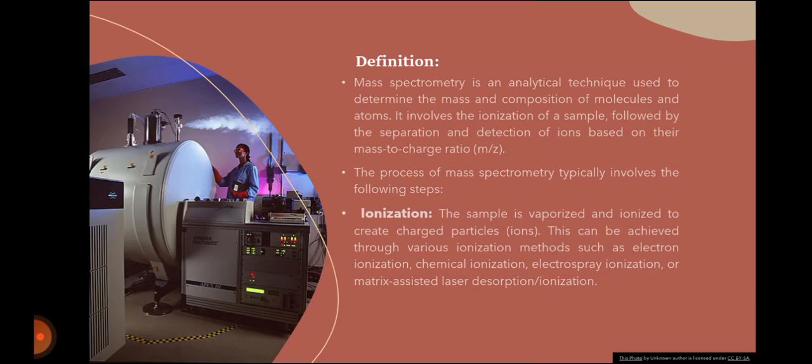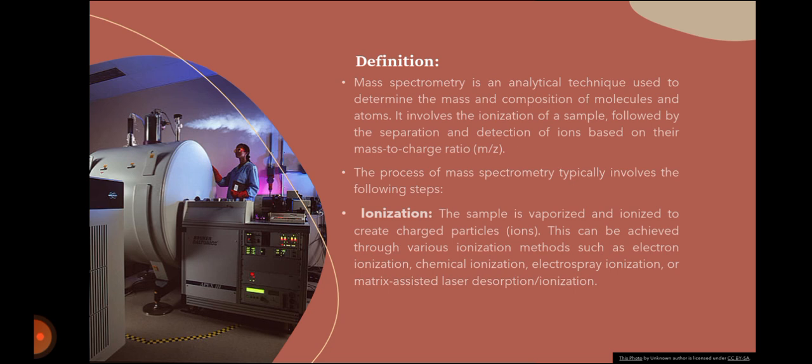First, we see the definition of mass spectrometry. So what is mass spectrometry? Mass spectrometry is an analytical technique used to determine the mass and composition of molecules and atoms. It involves the ionization of samples followed by the separation and detection of ions based on their mass to charge ratio. The process of mass spectrometry involves several steps, the first of which is ionization.